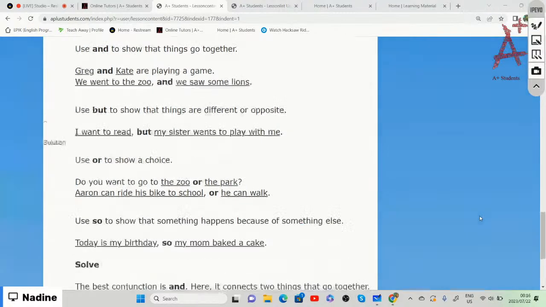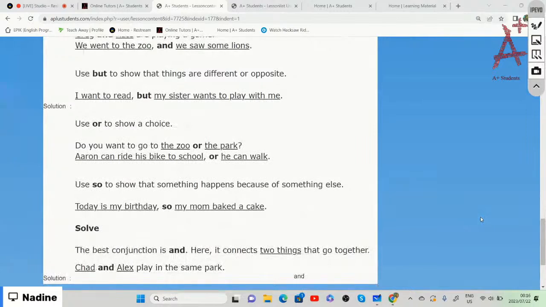And then we have or, which shows the choice. It's either this or that, and it shows a choice. And then we have so, and so is used to show that something happens because of something. Cake. Why? Because it is my birthday today, right? So mom baked the cake because it was a birthday.